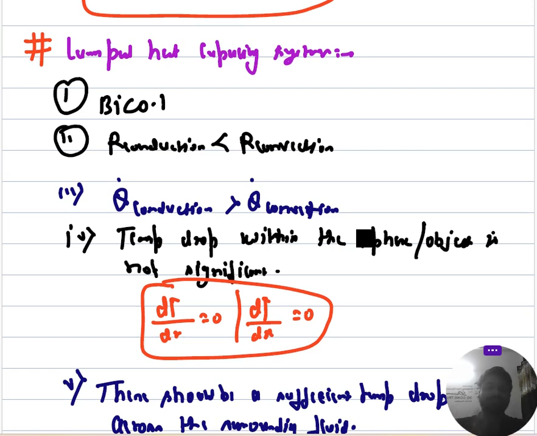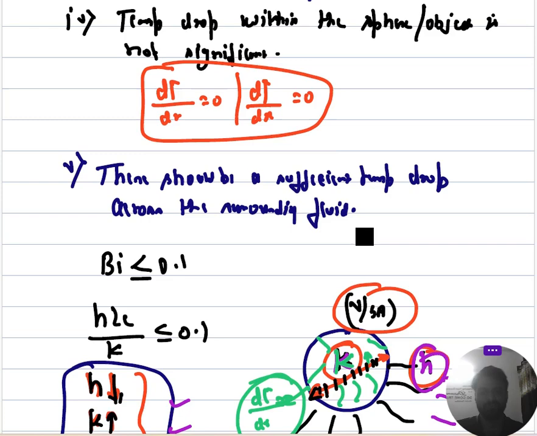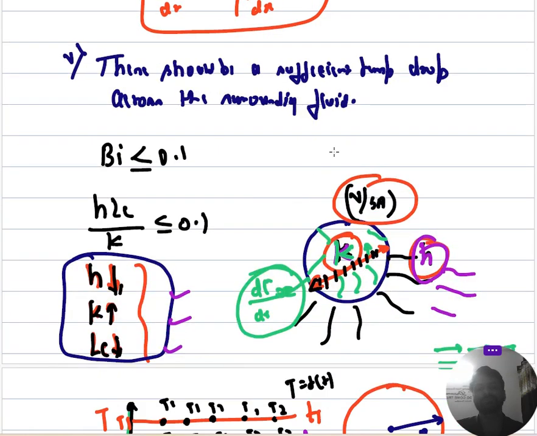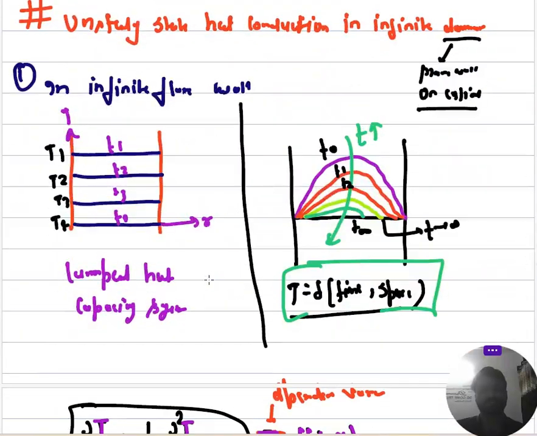So if the rate of heat transfer by conduction is very, very much greater than convection, what will happen? Throughout the whole solid, you will see the temperature drop is not there, meaning dT by dx will be 0, meaning the temperature is not going to vary in the object with respect to space, right? These things happen when the Biot number, h Lc by k, is less than 0.1, and this can only happen when h is very low, k is very high, and Lc is very small, right? So this kind of thing can be there.